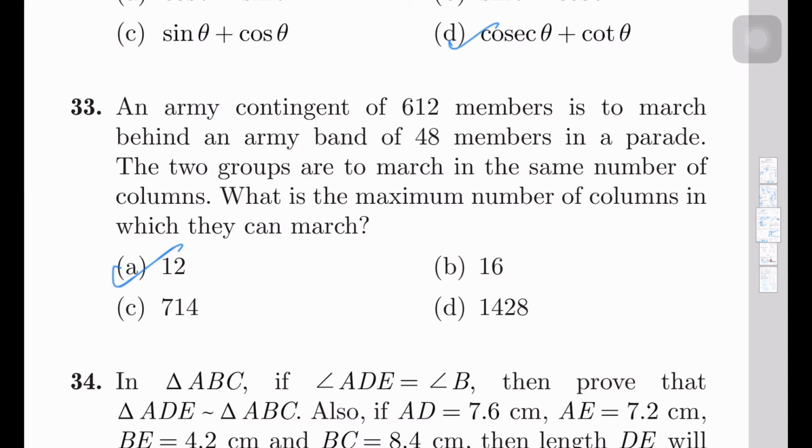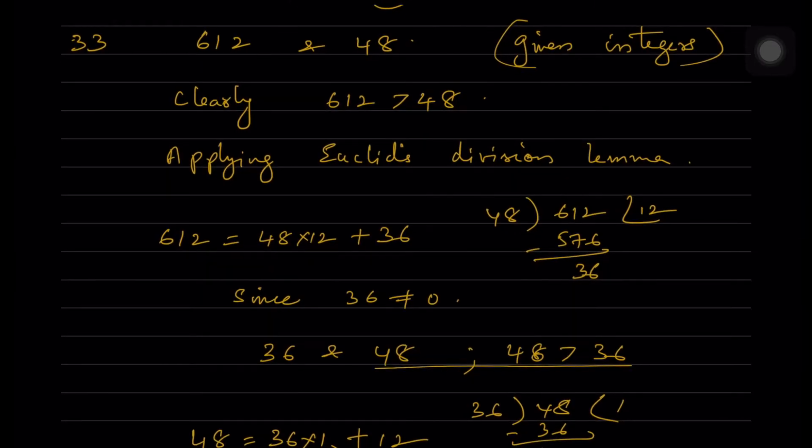The two groups are to march in the same number of columns. What is the maximum number of columns in which they can march? So we have to find out the HCF of 612 and 48. I have taken the HCF by Euclid's division lemma. 612 and 48. Because 612 is greater than 48, you are dividing 612 by 48.